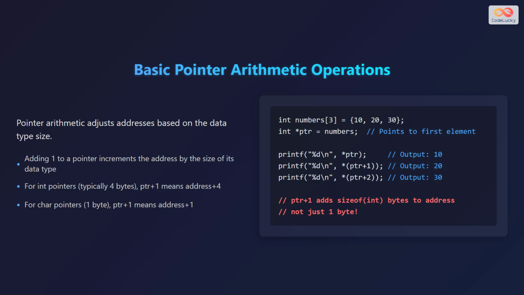Let's look at an example. Here we have an integer array called numbers, containing the values 10, 20, and 30. We declare an integer pointer ptr and make it point to the first element of the array. Therefore, printing the value pointed to by ptr will output 10. When we print the value pointed to by ptr + 1, it outputs 20, and ptr + 2 outputs 30. Remember that ptr + 1 adds the size of an integer in bytes to the address, and not just 1 byte.